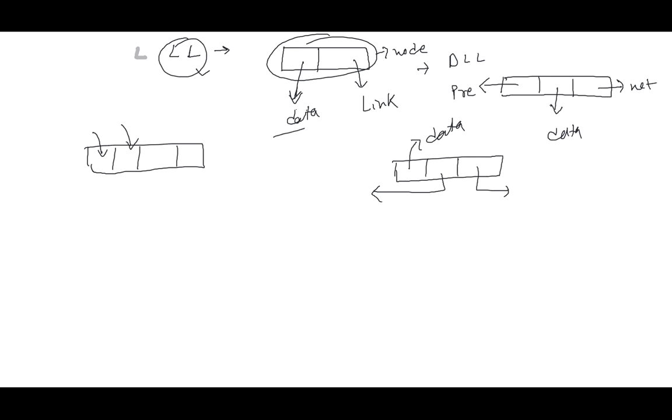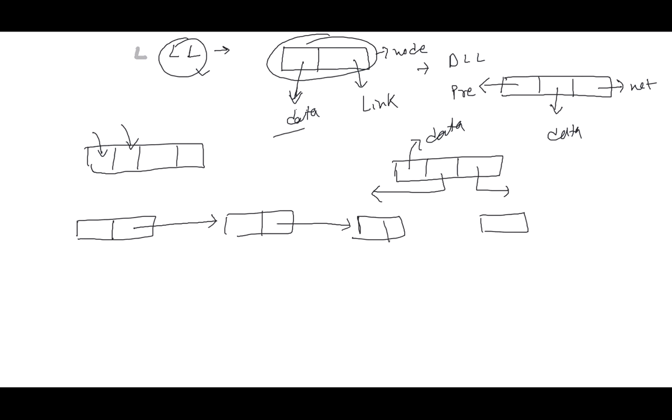For example, let's say we have a bunch of nodes like this. Let's create a singly linked list. What we can have is a data field and a link. This is connected to this, then this is connected to this, and this is connected to this, and this is connecting to null. And we have the head pointer to perform any operation on this linked list. So that is the simple linked list.